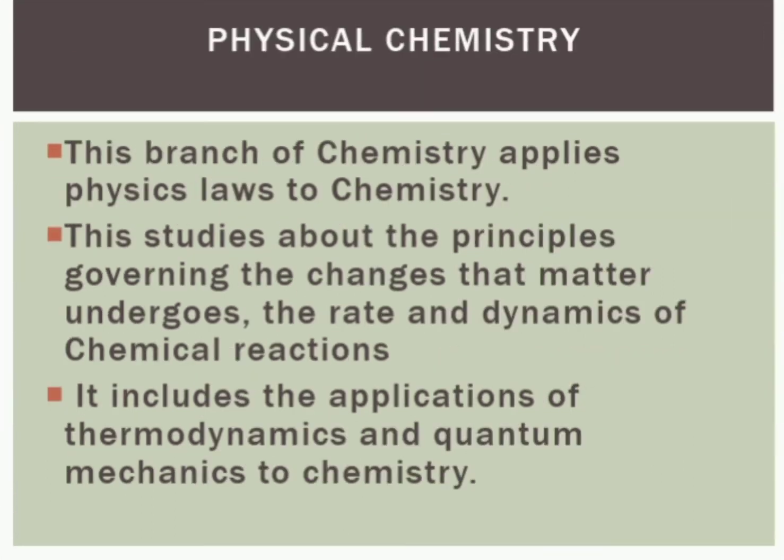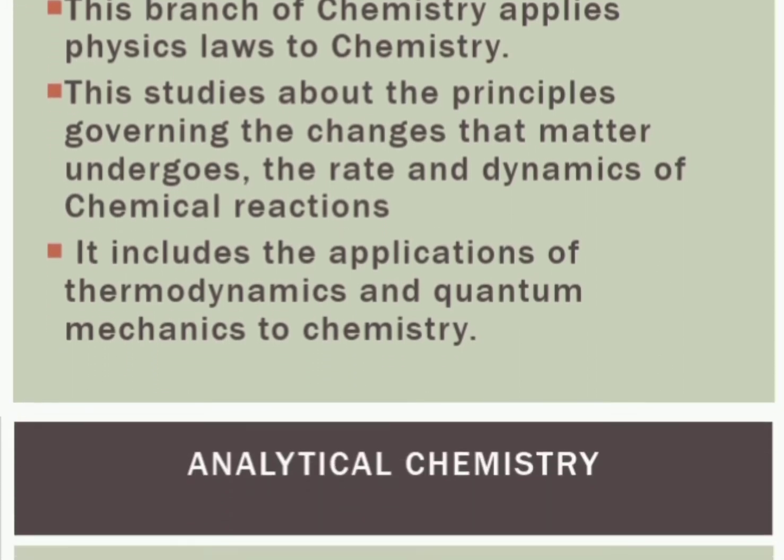Next is physical chemistry. This branch of chemistry bridges chemistry and physics. In this branch of chemistry, physical laws are applied to chemical reactions and it measures the rate and dynamism of chemical reactions. So when we talk about chemistry being the study of the changes that matter undergoes, physical chemistry is the branch that sees to these reactions and their principles.